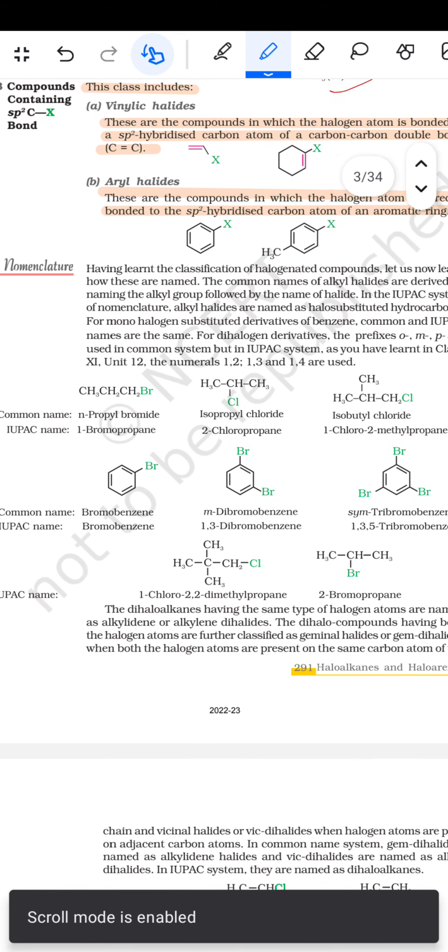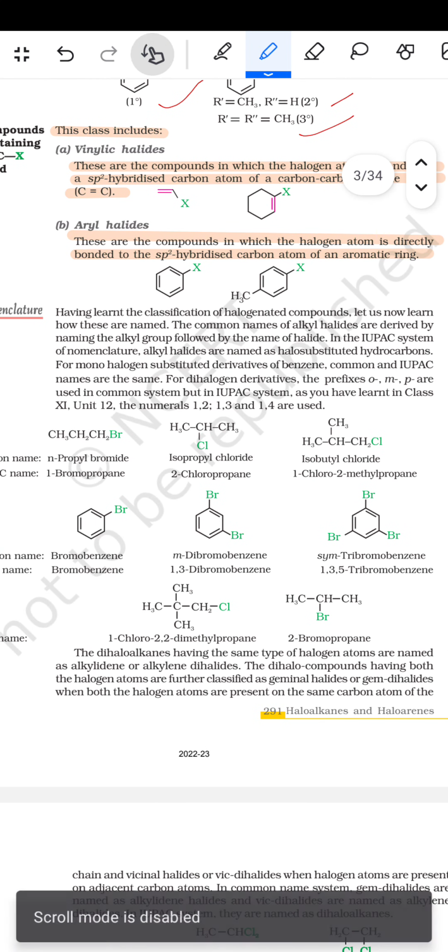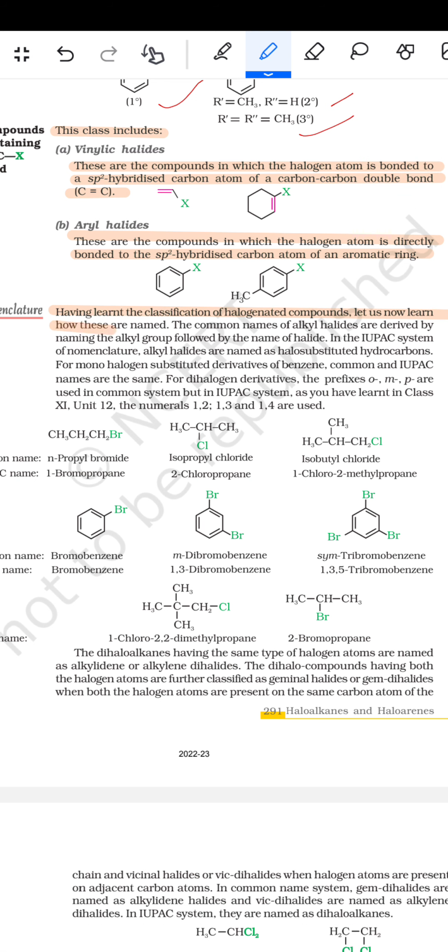After that comes nomenclature. Having learned the classification of the halogenated compounds, let us now learn how these are named. The common names of the alkyl halides are derived by naming the alkyl group followed by the name of the halide. In the IUPAC system of nomenclature, alkyl halides are named as halosubstituted hydrocarbons. For monohalogen substituted derivatives of benzene, common and IUPAC names are the same.